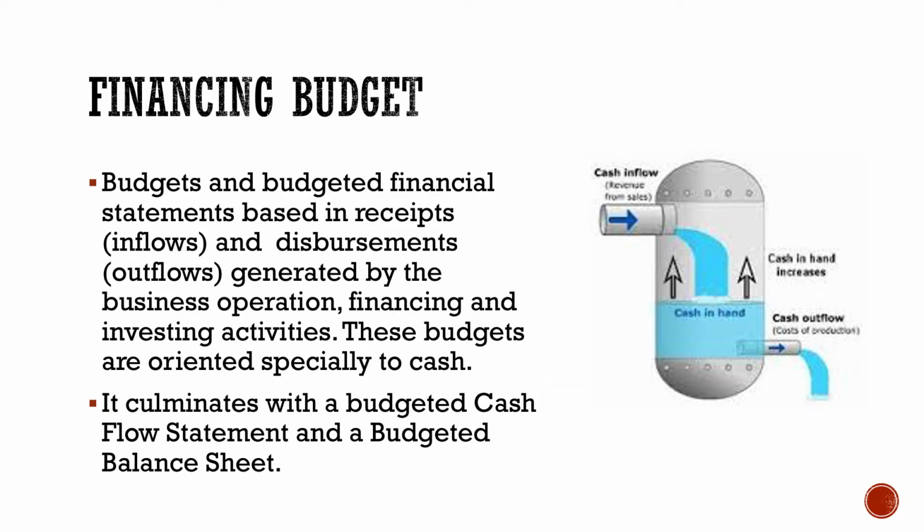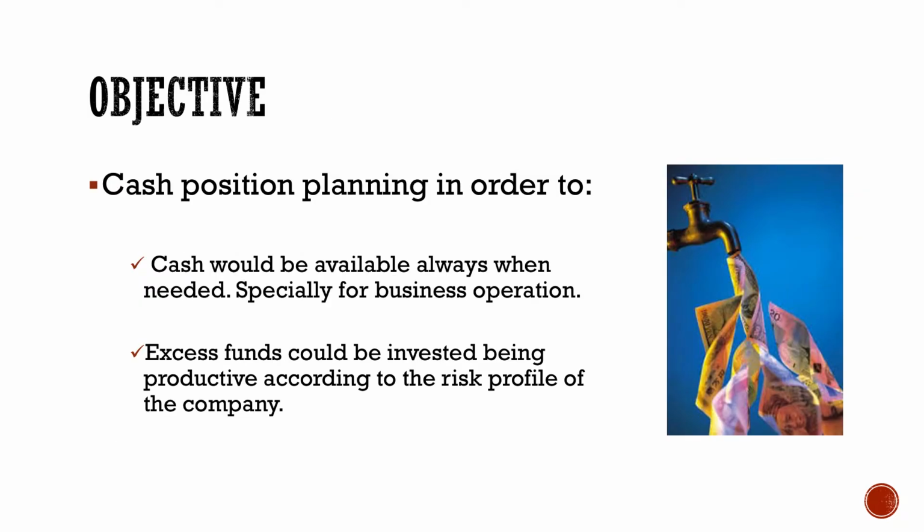And this process of the financing budget culminates with a budgeted cash flow statement and a budgeted balance sheet. What is the objective? The objective of doing this cash flow statement and balance sheet is pretty much to know the cash position, planning in order to, number one, and it's the most important in this presentation, make sure the cash is available always when needed, especially for business operation.